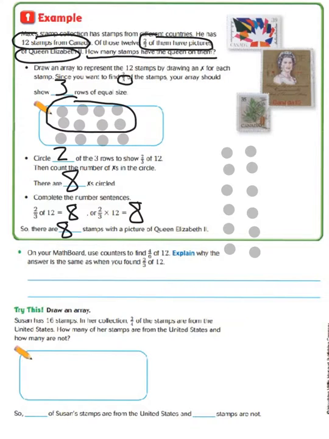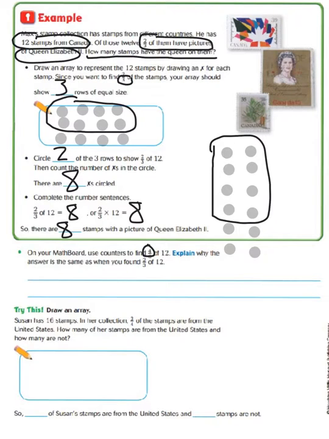Now, we do know that the numerator, which is the 4, tells us how many of those rows need to be circled. So we will circle 4 rows because our numerator is 4. So it's 1, 2, 3, 4. We circled 4 of our rows of 2. So we have 1, 2, 3, 4, 5, 6, 7, 8 circled.